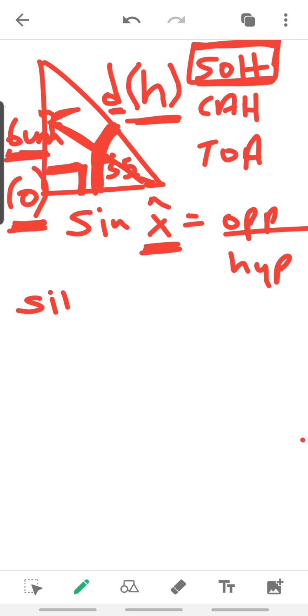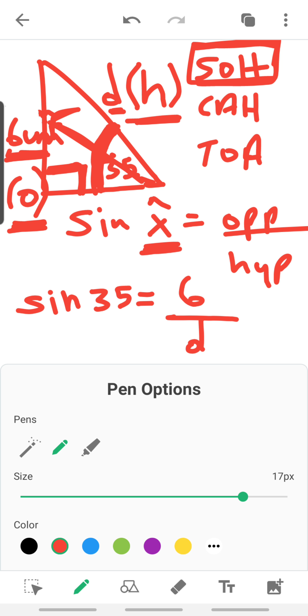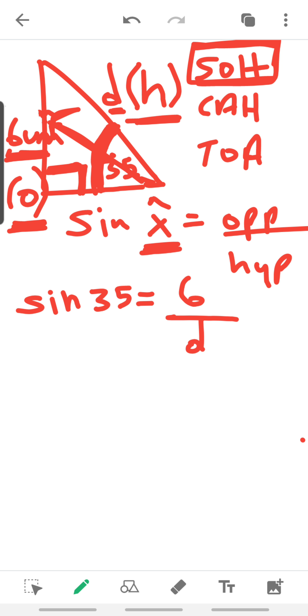So we're going to say sine 35 is equal to, our opposite is our 6. So we have 6 over our hypotenuse, which is simply D, which we're solving for. Okay? So our hypotenuse is what we're solving for. We're solving for D. So with that being said, we have an equation presented to us. Now, before we do anything with that, we have a fraction on one side. So our first order of business is to turn this sine 35 as a fraction as well. Anytime we want to turn something into a fraction that's not a fraction already, we simply put it over 1.